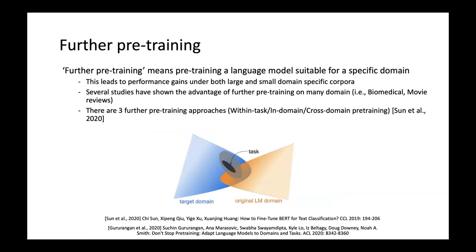We also want to mention this technology, further pre-training. It means pre-training a language model for a specific domain. This leads to performance gains under both large and small domain-specific corpora. Several studies have also proven the advantage of further pre-training on many domains, like biomedical or movie reviews.